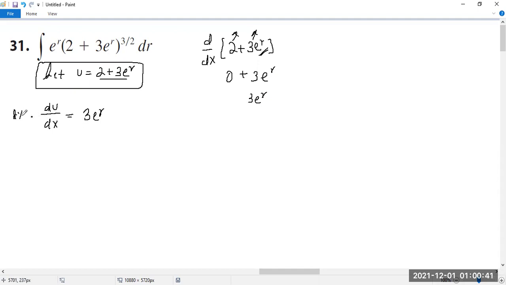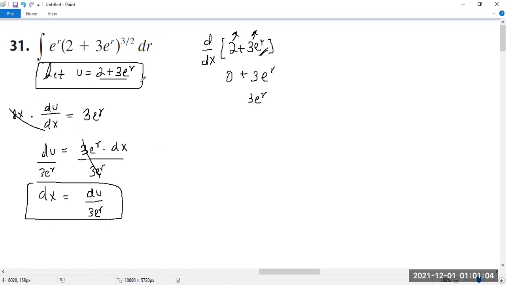And if we're solving for dr, first we would probably isolate it by getting it on this side. Then we'll divide both sides by 3 e to the r. So dr equals du over 3 e to the r. And so this is one component. This is another component. So we can replace this and we can replace this.